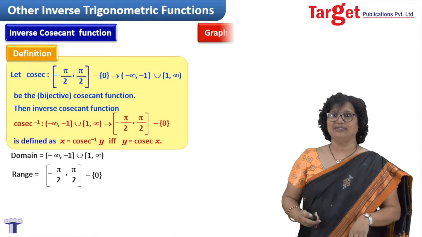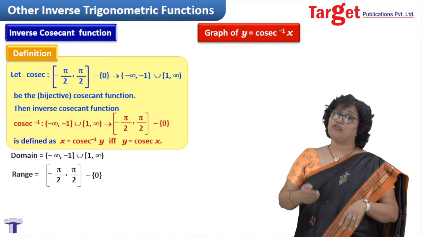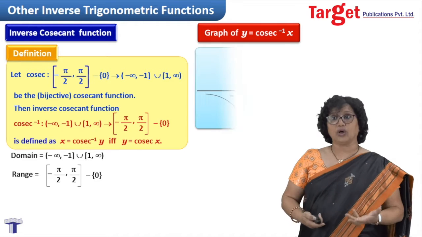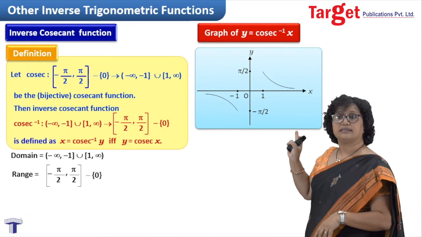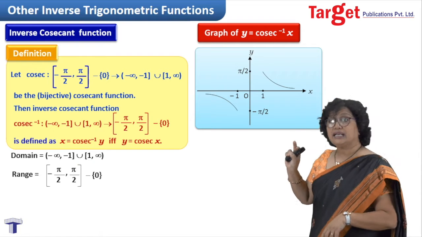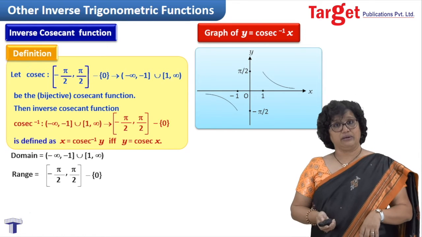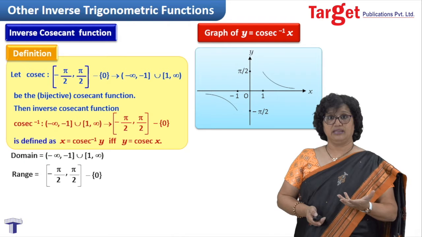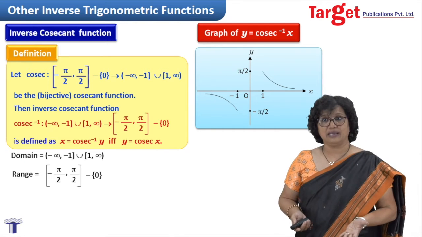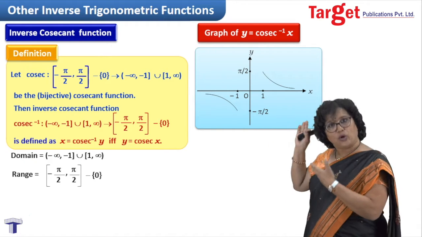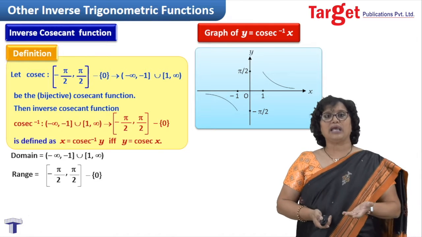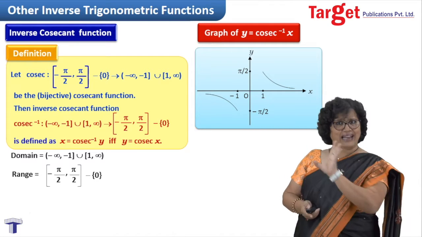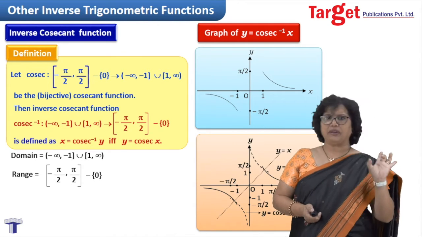Now, how does the graph of y equal to cosec inverse x look? The graph is something like this. You can see that it lies in the first and third quadrant. It doesn't pass through the origin, but it is symmetric about the origin. Any such points you can observe from the graph. And those who are uncomfortable with the graph directly are still free to do that previous exercise.